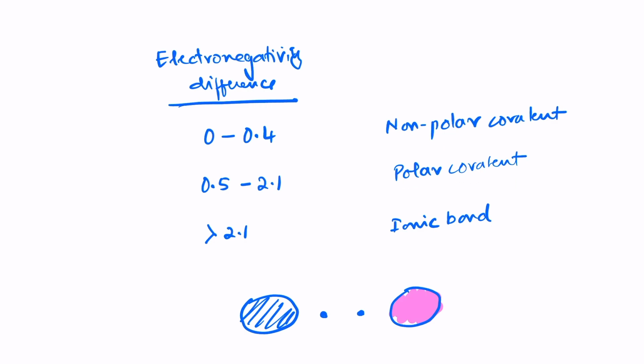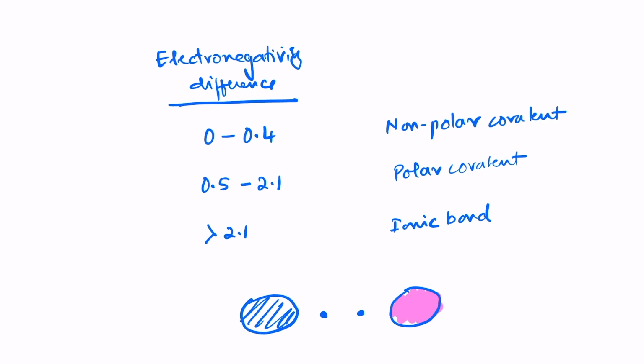Now, anytime the electronegativity difference goes greater than 2.1, these electrons are going to get transferred to either this atom or this atom, depending upon which one is more electronegative. Let's assume the pink one is more electronegative, so these 2 electrons will get transferred to this atom. That will result in a positively charged ion out here and a negatively charged ion out here, and the bond changes from a polar covalent to an ionic bond.